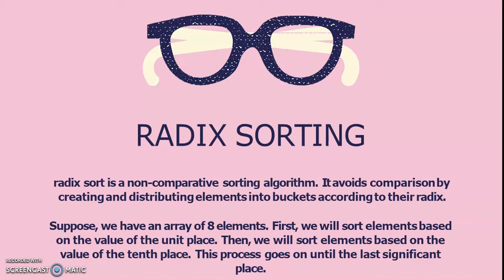Suppose we have an array of 8 elements. First, we will sort the elements based on the value of the unit place. Then, we will sort the elements based on the value of the tenth place. And this process goes on until the last significant place.